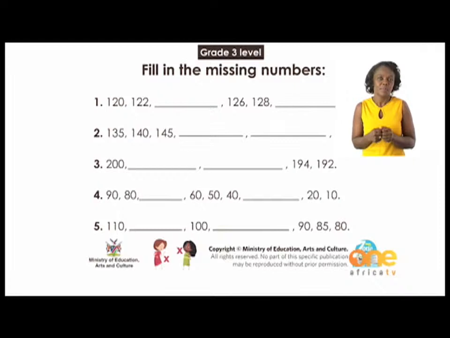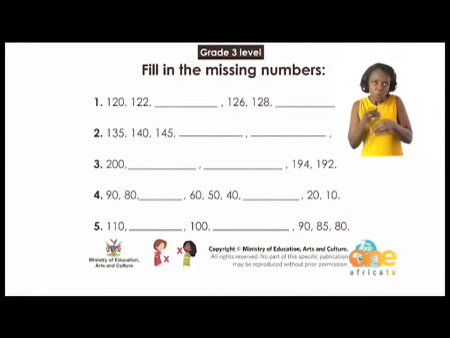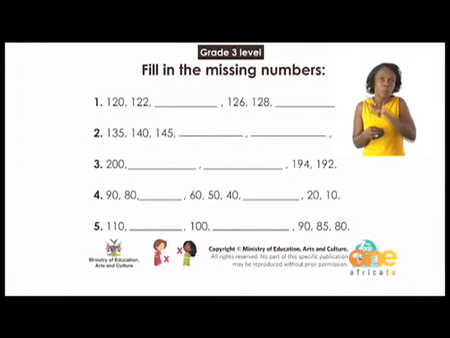So let's start counting. When we are looking at number 1, what are we counting in? We are counting in twos. Therefore, I would like you to fill in the 2 numbers that they have left out for us. So when you check 120, then we go to 122, then what number should follow? Remember to skip one number in between when you are counting in twos. We go to number 2.